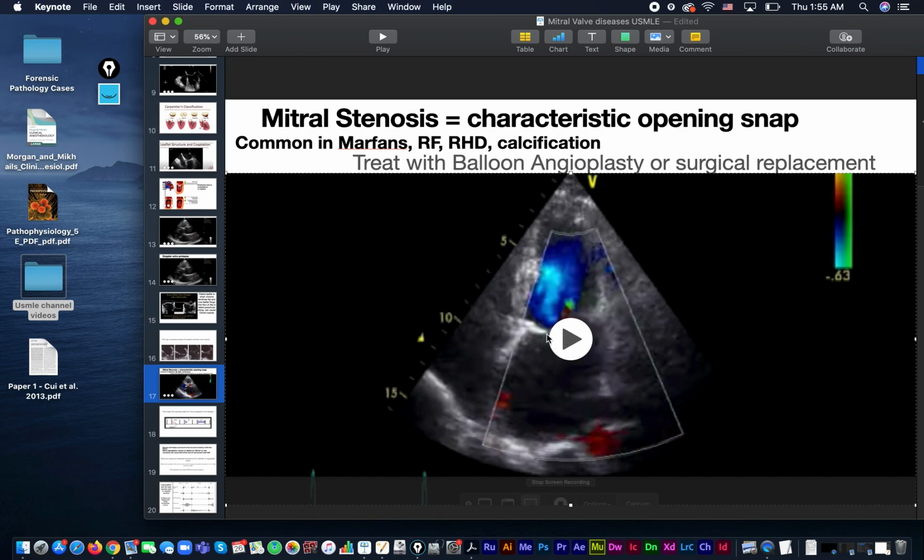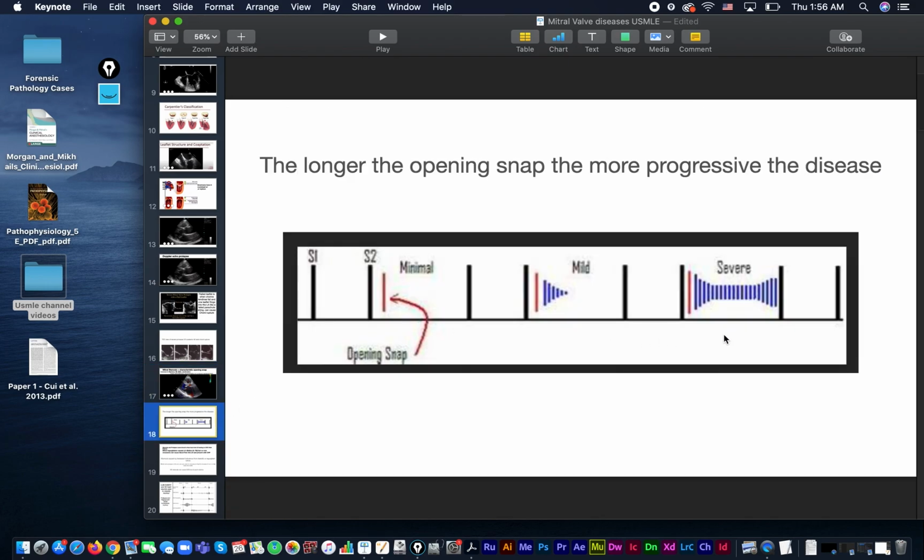Yeah, and so this is where I said the opening snap is confusing, because you think logically the atrium is pushing, let's say they're calcified leaflets, and then they snap open, and that's what you think this opening snap would be. But it's actually in diastole. The opening snap is in diastole. So this is minimal, this is mild, and this is severe.